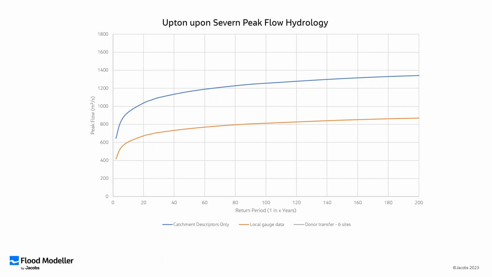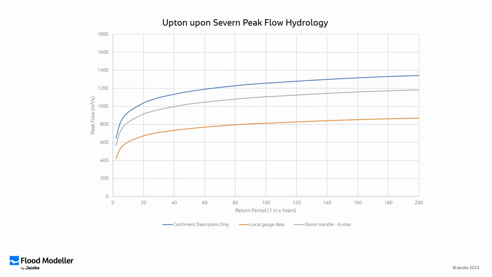If I use the local gauge data, that drops significantly. That's down to about 800 cumecs. And if I use the local data transfer approach, it's somewhere in the middle. So you've got a little 1,100 cumecs-ish for the 100-year estimate.